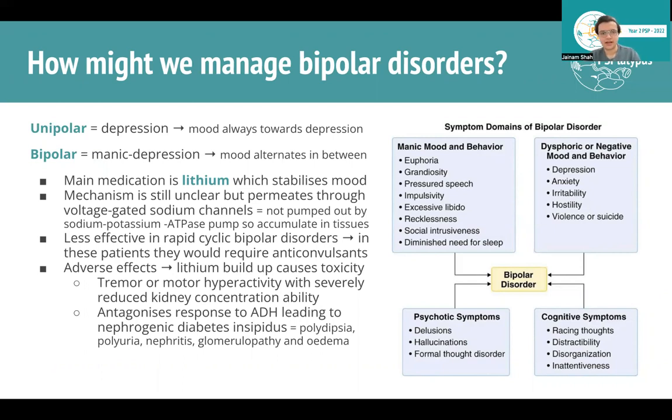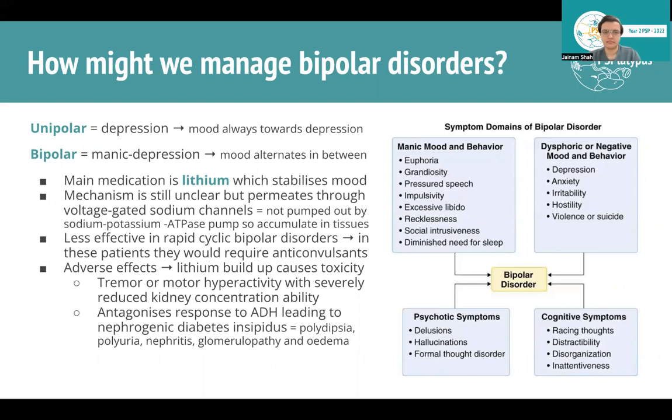mood. It's unclear how it works, but apparently it tends to permeate through voltage-gated sodium channels, and it's not pumped out, so it just accumulates within the tissue and has some sort of effect. It's less effective in people who have rapid cyclic bipolar disorder. In other words, they go through mania and depression very quickly. So in these patients, you would have to actually go back to anticonvulsant medications.